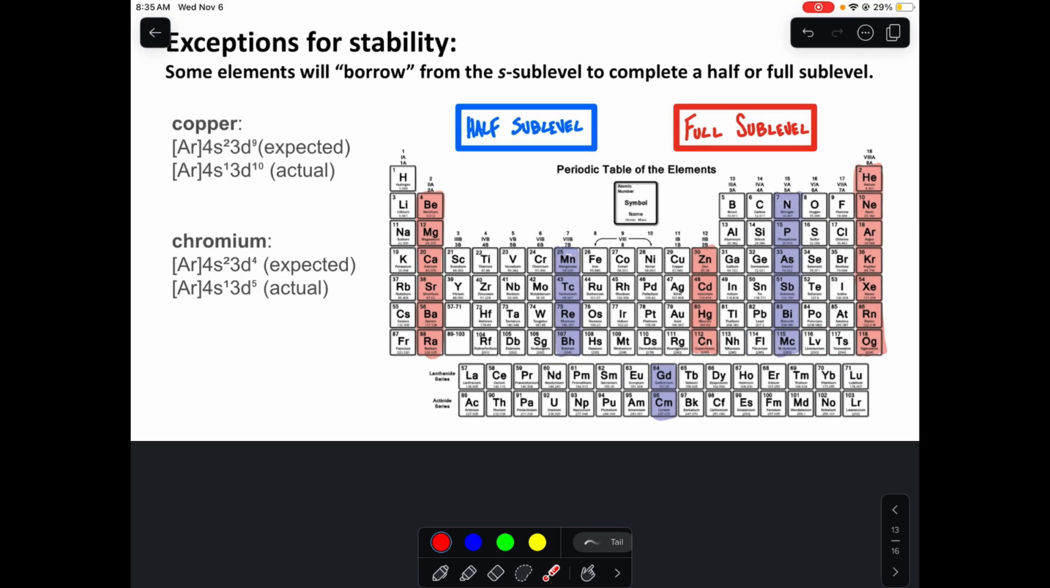And just a couple, you might want to outline in dark black, copper and chromium. Copper and chromium are some exceptions. You would expect it to fill that S level first, but actually it's going to be more stable if it fills that D sublevel first, with 1 valence electron. Same thing for chromium. Instead of filling up that S first, it puts 1 in the D. So 1 of those electrons goes in the D sublevel.